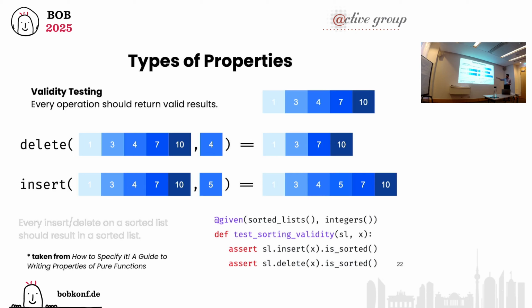Because we now define sorted lists, we can use it in the given as one of our generators. So we generate a sorted list and an integer, and then we insert it, check if the result is sorted, and then we delete it, and check if the result is sorted.